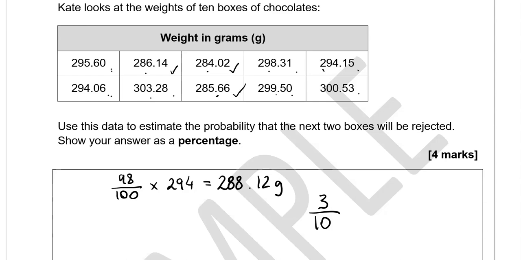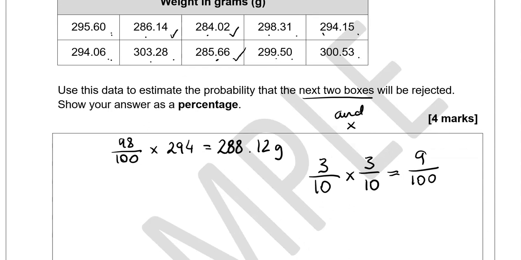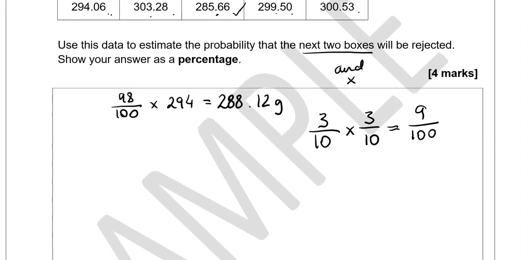The question is to estimate the probability that the next 2 boxes, so one is rejected and the next one is rejected as well. So that means multiplying by 3/10 again. So one box is rejected and the next box is rejected. So we know that when it's and, it means we multiply. So multiplying these 2 fractions, we get 9 over 100, 9 hundredths, which, as a percentage, is 9%.